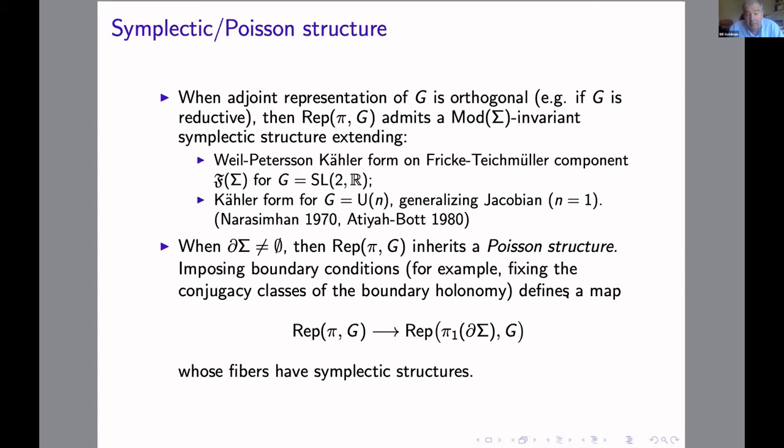In the remainder of my talk, I'll mainly describe what happens when the surface has boundary. In that case, the space of equivalence classes of representations, sometimes called the character variety, inherits a Poisson structure, and the Casimirs, the invariant functions, will correspond to fixing the conjugacy class of the representation around the boundary. And the fibers, the symplectic leaves, will be symplectic manifolds upon which the mapping class group of the surface will be acting.